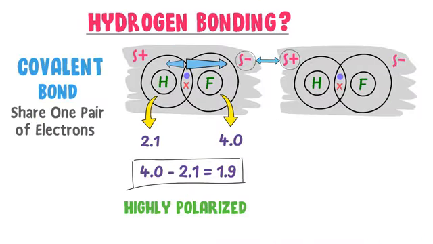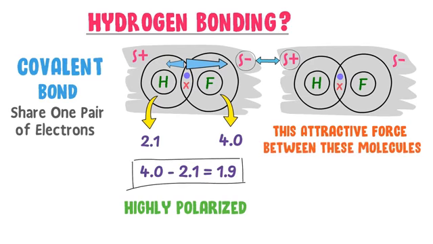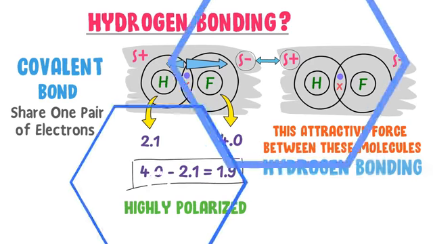Let me repeat it. The negative pole of this hydrogen fluoride molecule attracts the positive pole of this hydrogen fluoride molecule and attractive force produces between them. This attractive force between these two molecules is called hydrogen bonding.